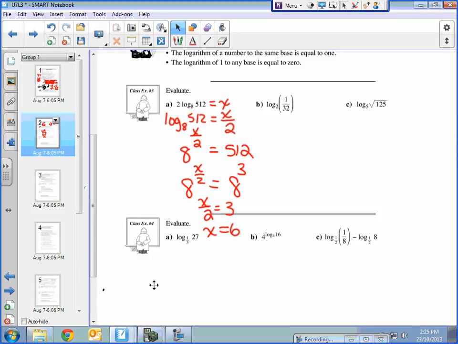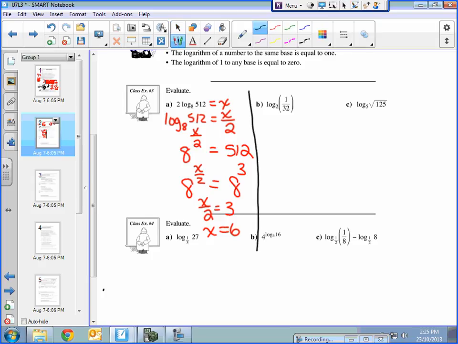Okay, let's do this next one. How do I put this into exponential form? Perfect. So this is kind of a pain because you see how you have a base of 2, and then you have a base of a fraction. We have to write 1 over 32 with a base of 2. So look at 32. Can we write 32 with a base of 2? Yeah, 2 to the 5.